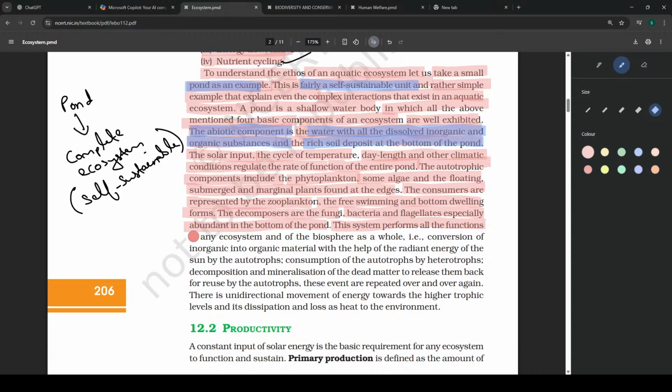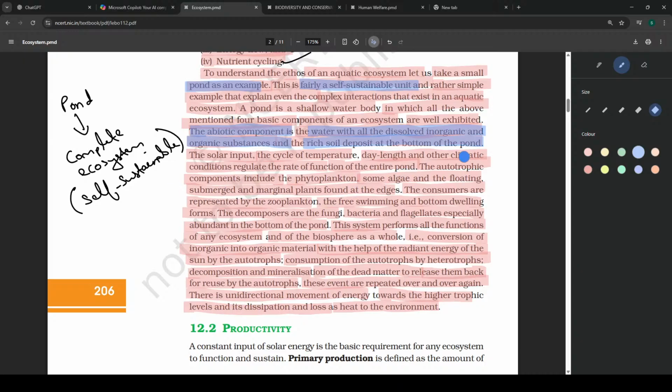This system performs all the functions of any ecosystem and of the biosphere as a whole, that is, conversion of inorganic into organic material with the help of radiant energy of the sun by autotrophs, consumption of the autotrophs by heterotrophs, decomposition and mineralization of the dead matter to release them back for reuse by the autotrophs. These events are repeated over and over again. This is a unidirectional movement of energy toward the higher trophic levels and its dissipation and loss as heat to the environment. That is a bunch of info. I will just underline or highlight the most important points.